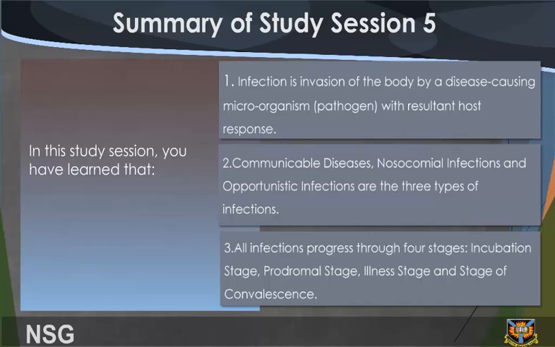Summary: in this study session, you have learned that one, infection is invasion of the body by a disease-causing microorganism (pathogen) with resultant host response. Two, communicable diseases, nosocomial infections, and opportunistic infections are the three types of infections. Three, all infections progress through four stages: incubation stage, prodromal stage, illness stage, and stage of convalescence.